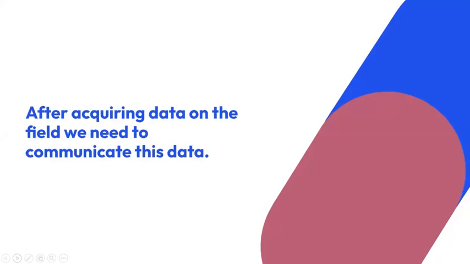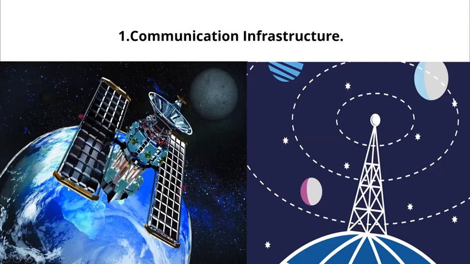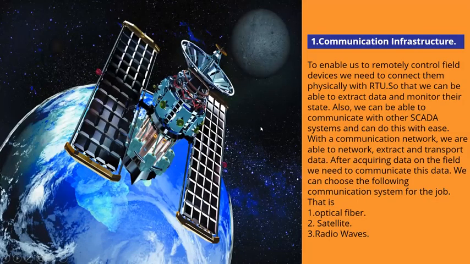So after acquiring data in the field, we need to communicate it to other equipment. To communicate, we can use satellites, fibers, optic fiber, or Ethernet cables, and also you can use radio waves.